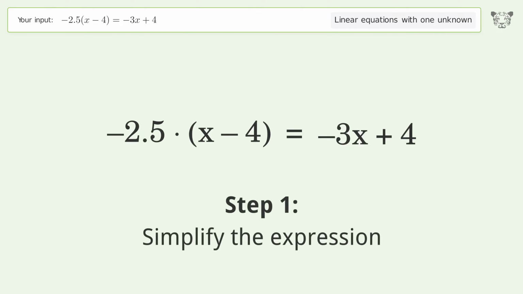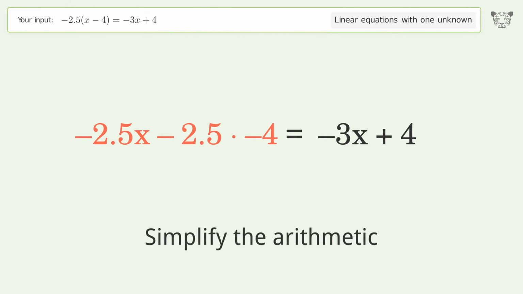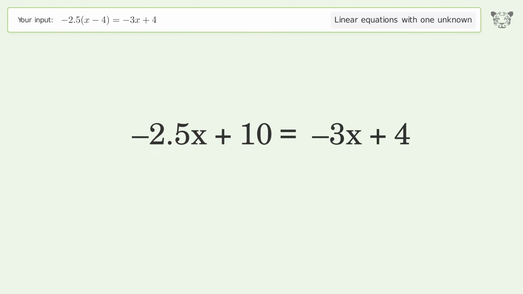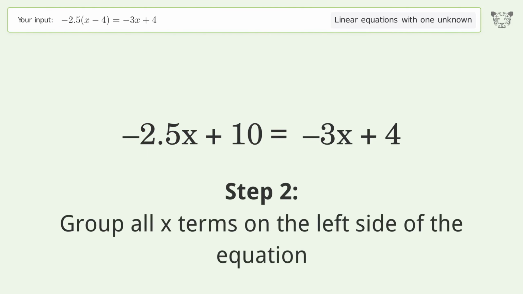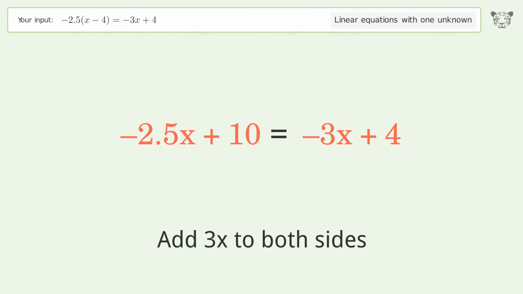Simplify the expression. Expand the parentheses. Simplify the arithmetic. Group all x terms on the left side of the equation. Add 3x to both sides.